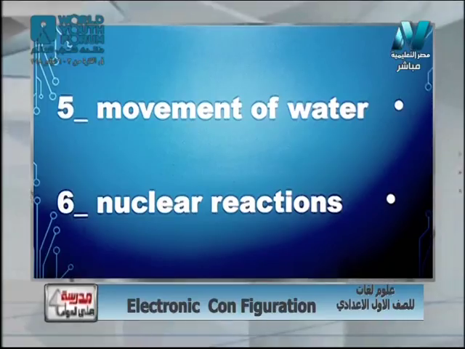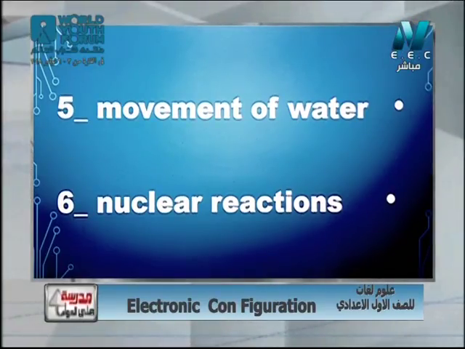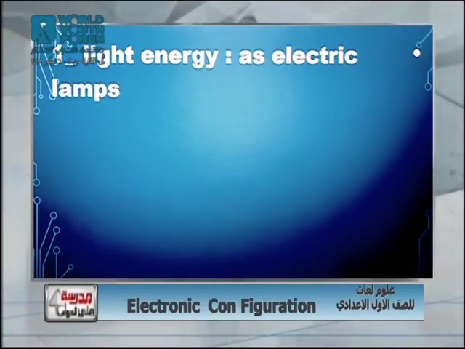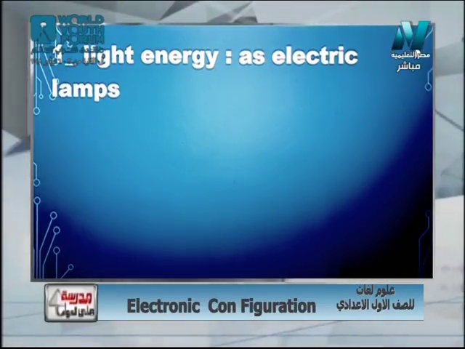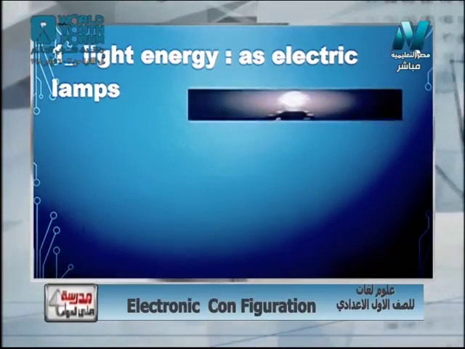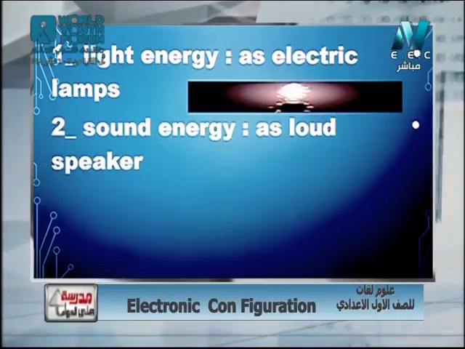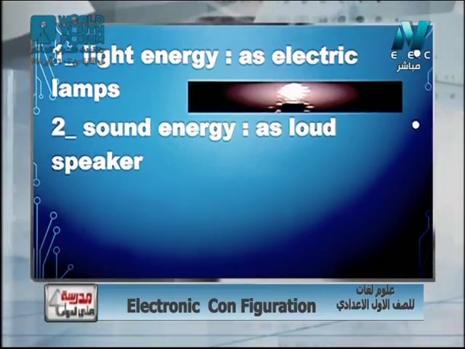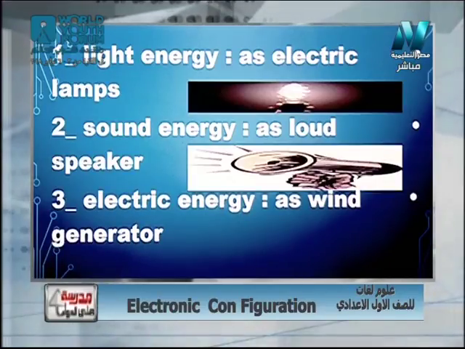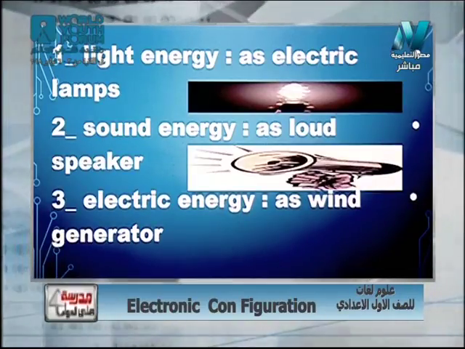As we see on the monitor, this is number 5, movement of water and nuclear reactions. But now let's talk about the forms of energy. Number 1, light energy, as electric lamps, light energy as the sunlight, as you see. Number 2, sound energy as loudspeaker. Number 3 is electric energy as wind generator.